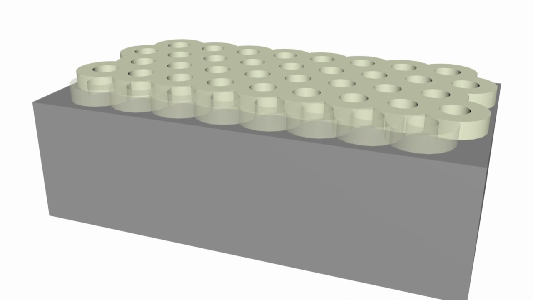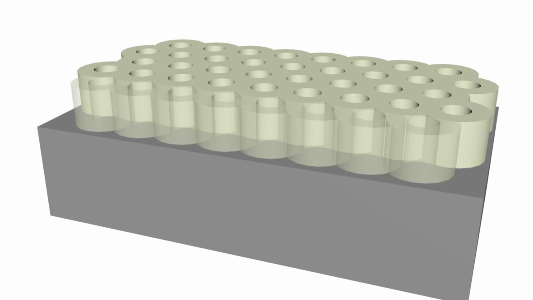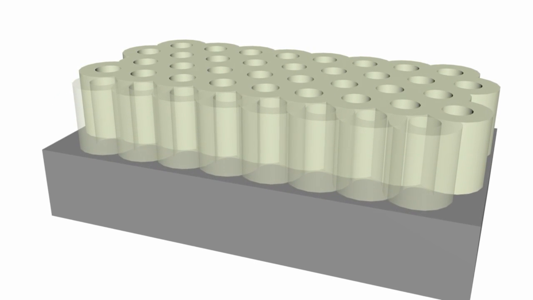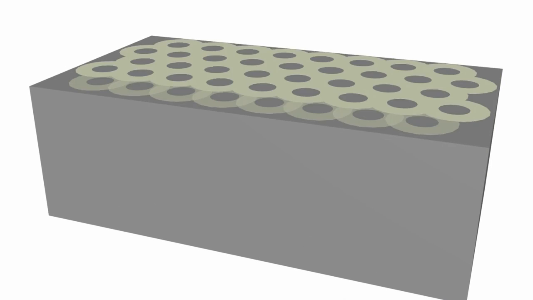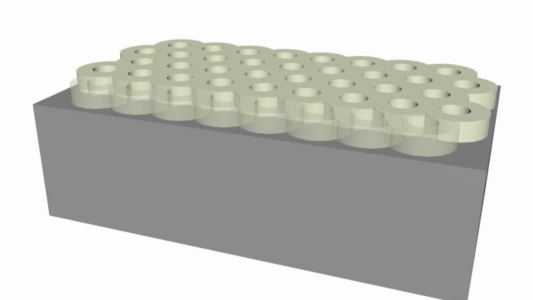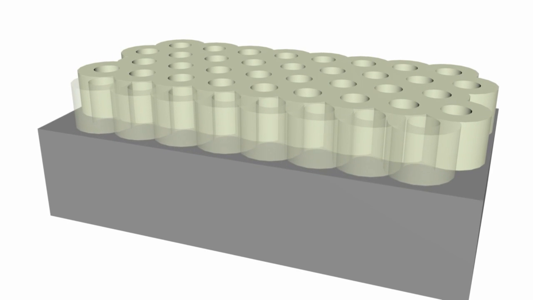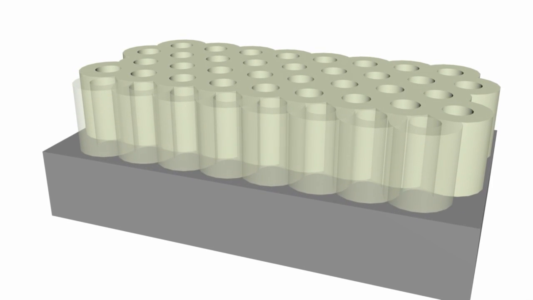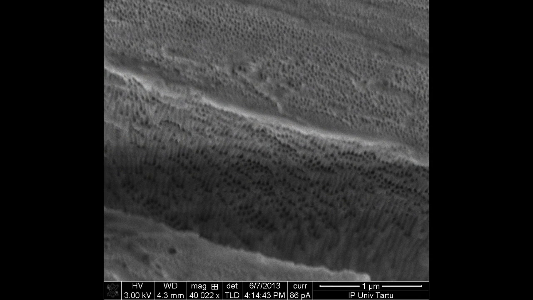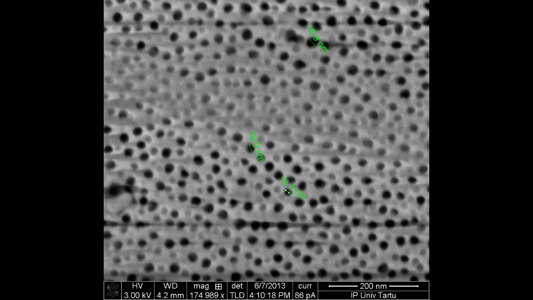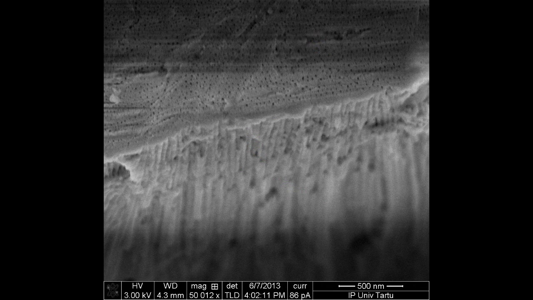First, you need to prepare a template by anodizing aluminum. In this process, aluminum is oxidized and a porous oxide layer is generated. The diameter, length, and distribution of the pores can be accurately tuned by using proper anodizing parameters.